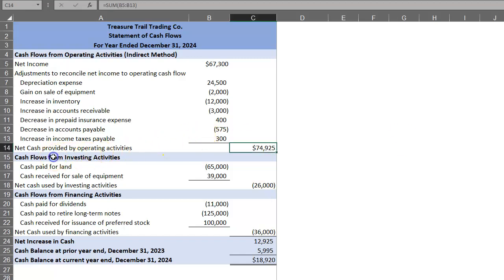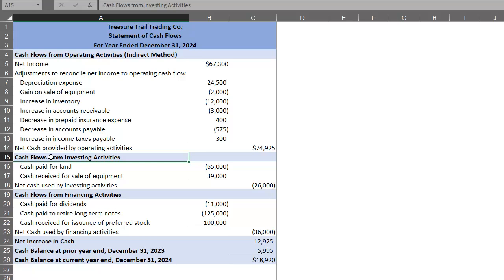Right, moving down to our next heading, which is on cell A15, it says cash flows from investing activities. This section tracks cash transactions related to the purchase and sale of long-term assets. So some examples of those long-term assets are equipment, land, and investments. This section helps assess how a company is using its cash for its own growth and expansion. So if we look under that, the next couple rows, we see some examples of cash activity for investing.